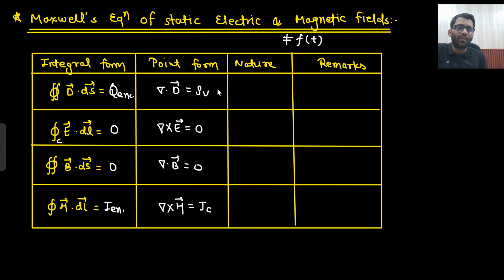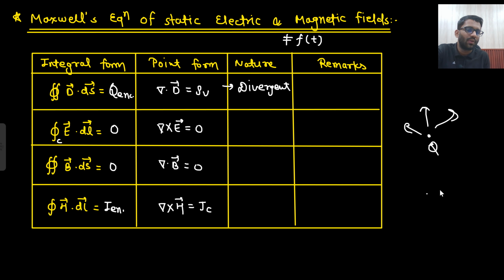What do you call it? Which kind of nature is it showing? Divergent nature. Divergent nature means basically Q will diverge it or minus Q will converge it. So divergence is not 0. This is what it is showing. Here curl is 0. Which nature is it showing? Conservative. Here divergence is 0. So which nature is it showing? Solenoidal.